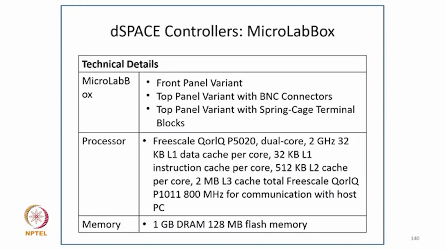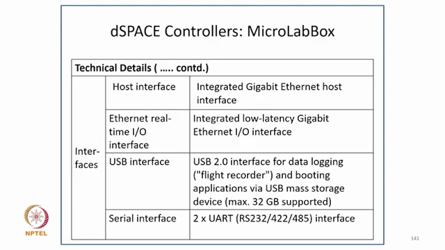The microLabBox typically consists of 4 front panel variants: top panel variant with BNC connectors, top panel variant with the spring cage terminal. Processor is Freescale QorIQ QP5020, dual core, 2 GHz, 32 kilobyte L1 data cache per core, 32 kilobyte L1 instruction cache per core, 512 kilobyte L2 cache per core, 2 megabyte L3 cache total. Freescale QorIQ P1011 800 megahertz for communication with PC, and memory is 1 GB DRAM, 128 MB flash memory.